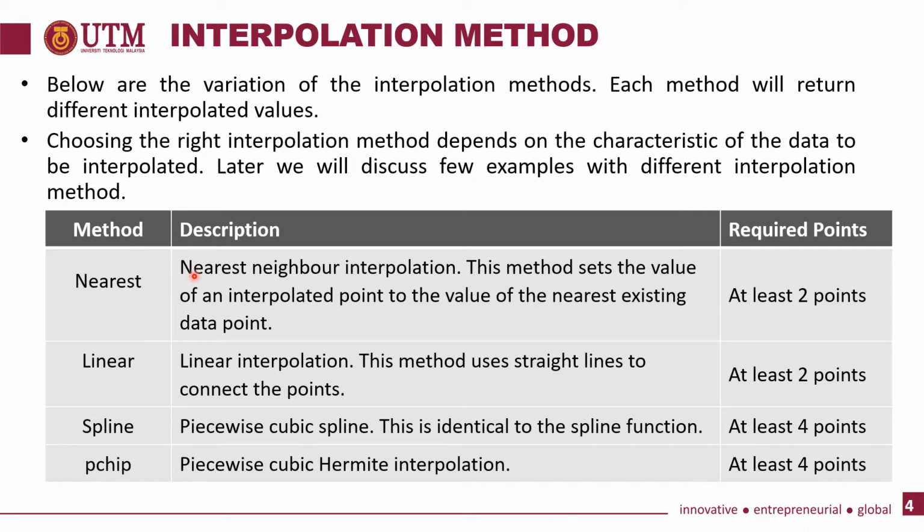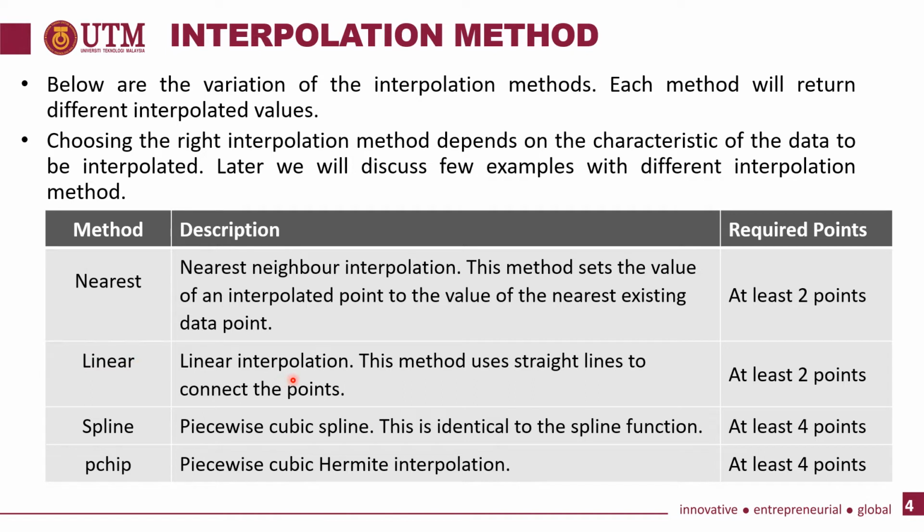Okay, so the first method for interpolation is nearest. Nearest is defined as nearest neighbor interpolation. This method sets the value of an interpolated point to the value of the nearest existing data point. So the nearest method only computes the missing data. It finds the missing data based on the shortest distance between the neighbors. In order for you to use the nearest method, you need to have at least 2 points.